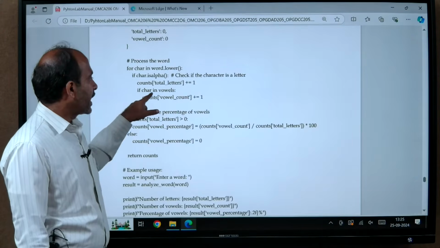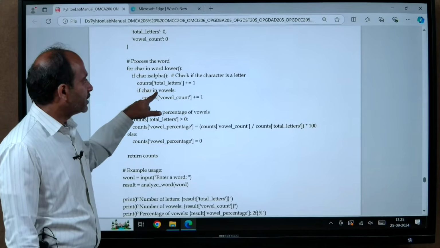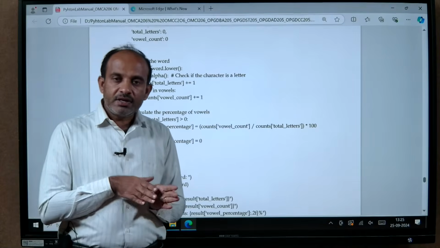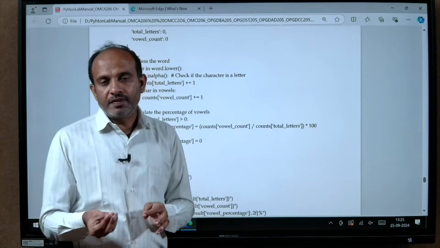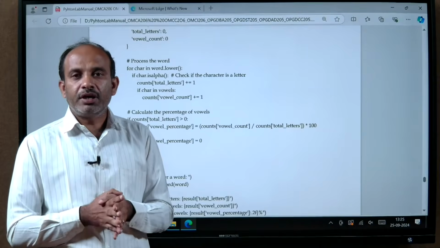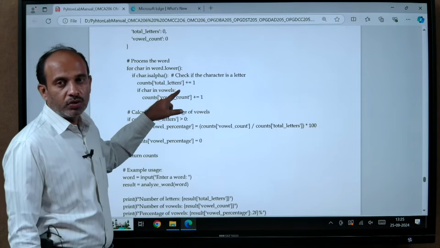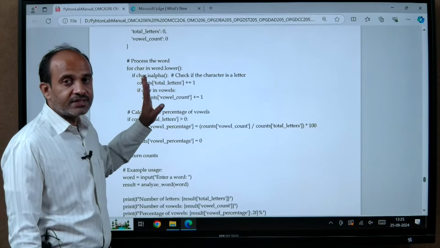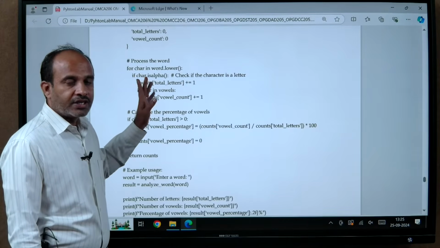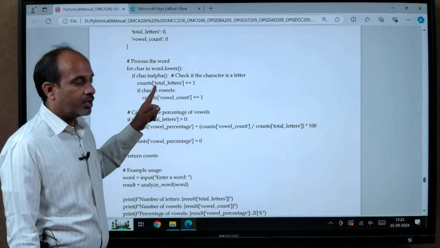Whether it is a vowel or any other than vowel, the total count needs to be incremented. That is the reason the first condition is total letters equal to total letters plus 1 if it is an alphabet, irrespective of whether it is a vowel or not.